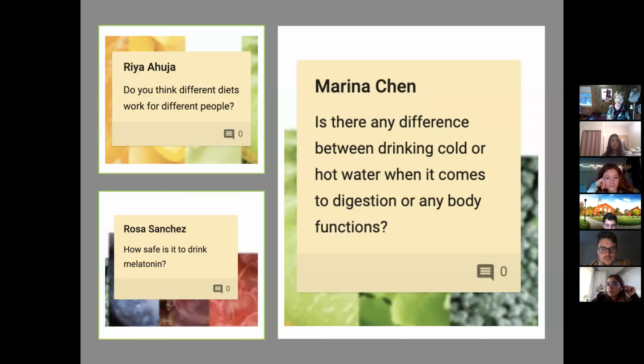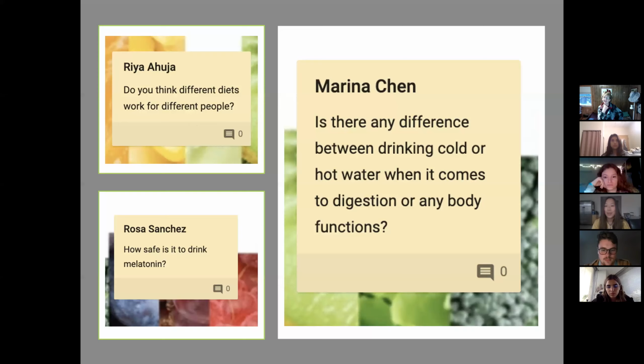But anyway, Marina, is there a difference between drinking cold or hot water when it comes to digestion or any body functions? Where's that question coming from? Well, I usually visit China every summer because part of my family lives there. At restaurants, if you ask for ice water, they look at you weirdly. And at home, whenever I want to drink cold water, my mom always tells me how it's bad for me, but she never said why.